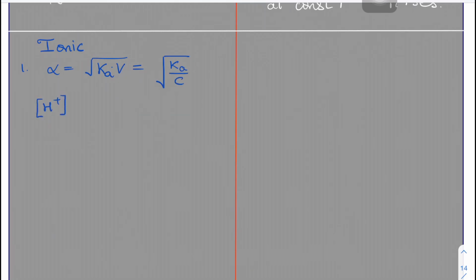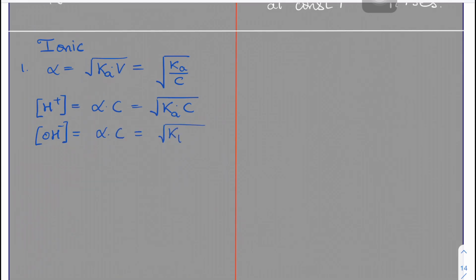Ostwald's dilution law formula. The first one being alpha, the degree of dissociation, which could be equal to under root of Ka by C, that is, root of Ka into V. Similarly, the concentration of H plus is equal to alpha into C, which you could also make use of in terms of root of KaC. Same goes for a weak base, OH minus, which is also equal to alpha into C, which is also equal to under root of KbC.